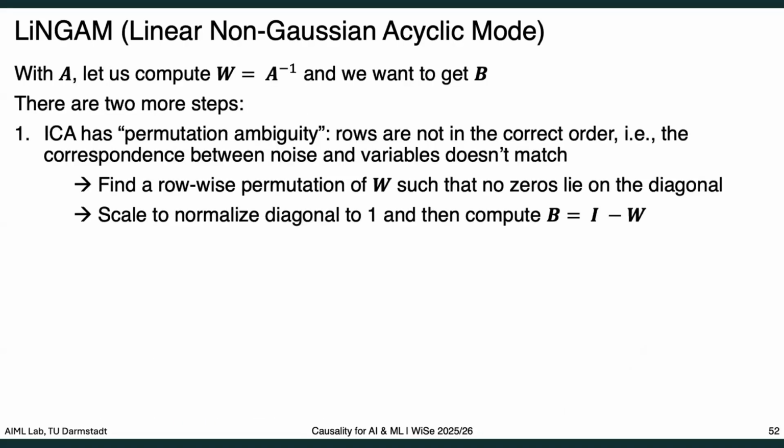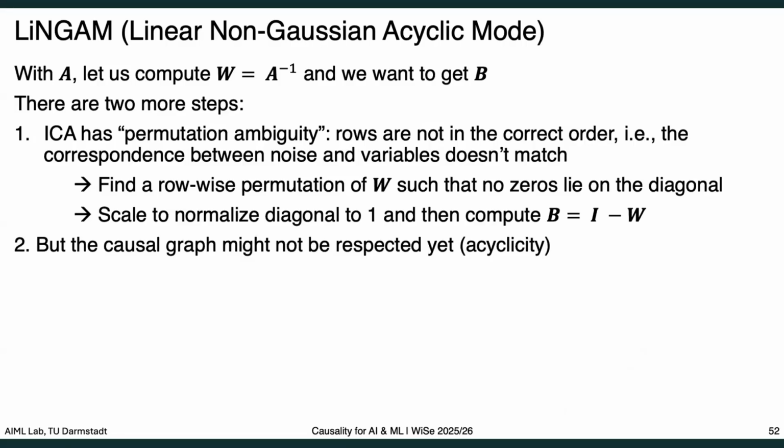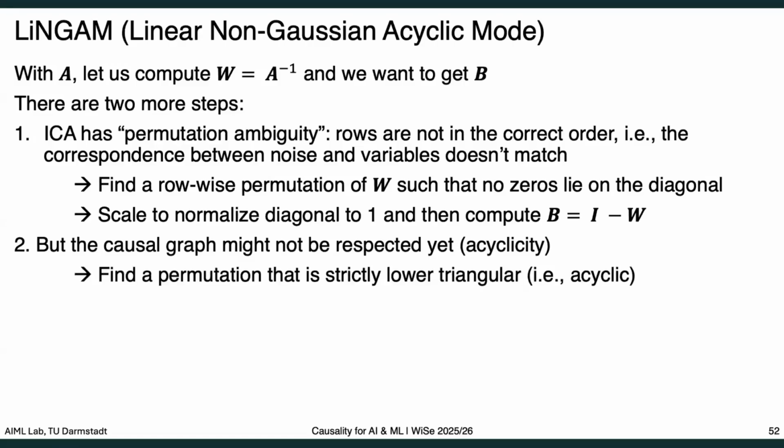And then we still have to scale it because ICA is often scale invariant, so we normalize the diagonal to 1. And then from that, we subtract the matrix from the identity matrix and get our desired B. Another problem we have to deal with is that this resulting graph might not simply be a DAG. It could be if everything went completely perfectly, but you probably have to do another operation to find a permutation that is strictly lower triangular, so acyclic, so it represents a DAG.